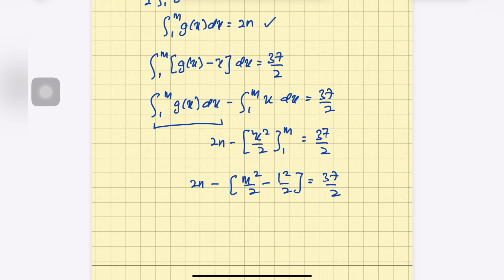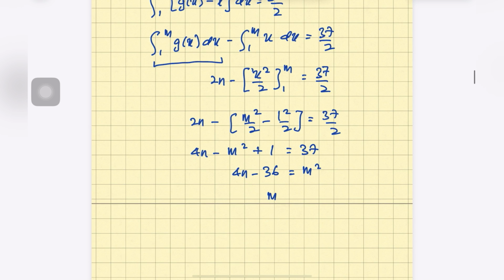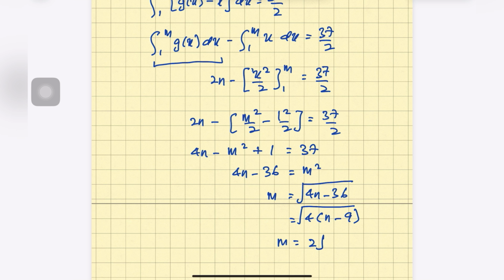So open the bracket, multiply by 2. So 4n minus m squared plus 1 equals to 37. It wants m as the subject. So 4n minus 36 equals to m squared. So then m equals to square root of 4n minus 36. This one can be simplified. So 4 times n minus 9. Okay, so m, square root of 4 is 2, times square root of n minus 9.